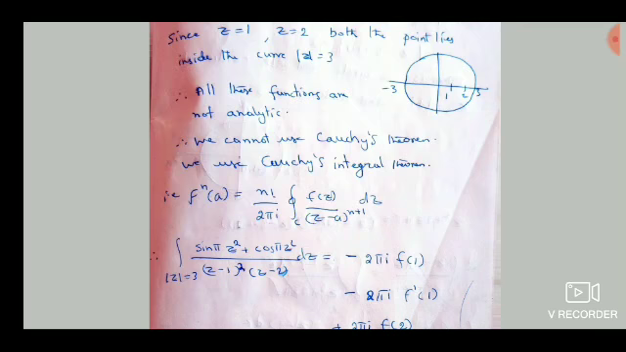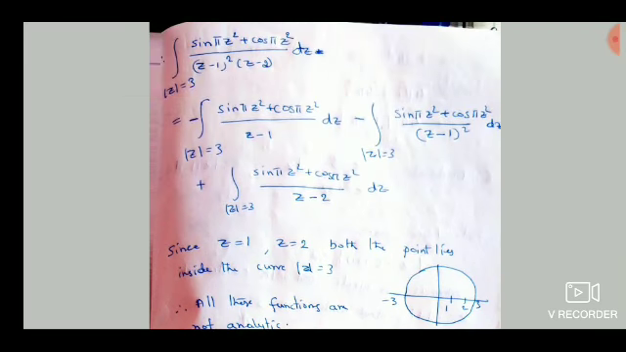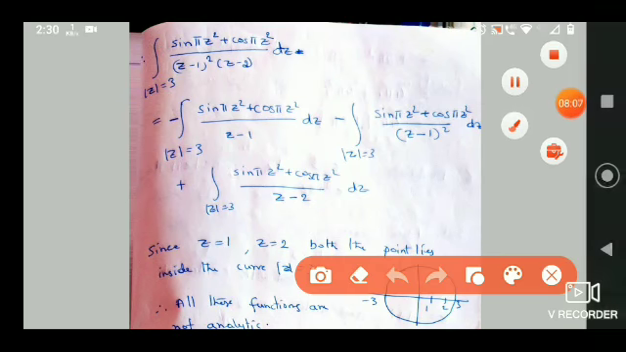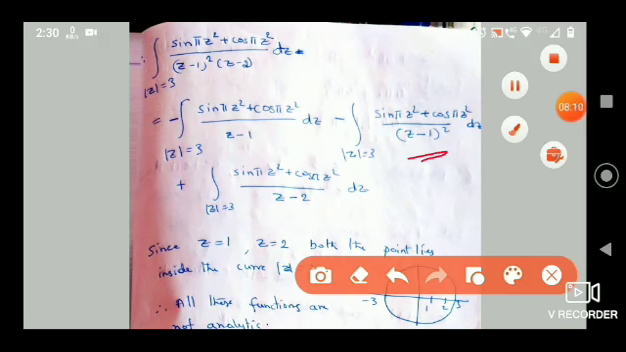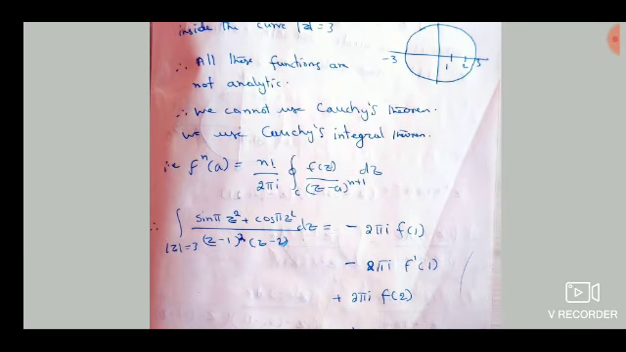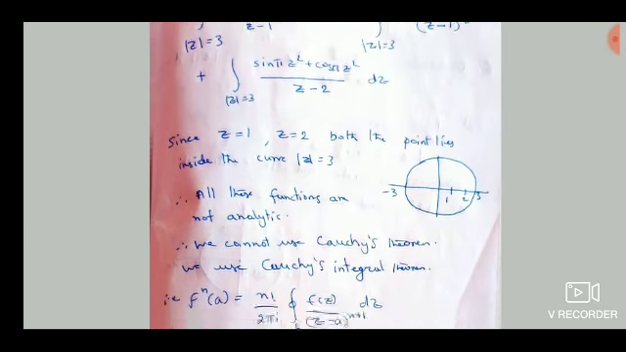For the second term here we have z minus 1 whole square, right? So I have to use f dash of a, or the higher order derivative formula, right? So I wrote that formula, f power n of a is equal to n factorial divided by 2 pi i integration along the curve c, f of z divided by z minus a power n plus 1 into dz. So we are directly solving this.